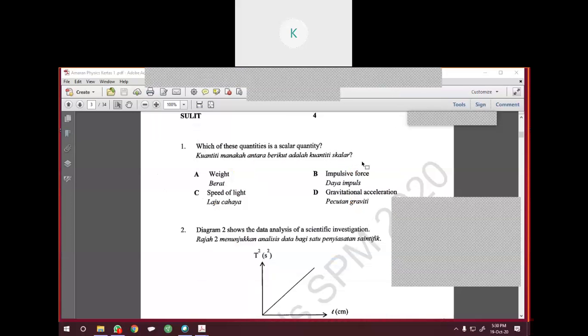Which of the quantities is a scalar quantity? The answer is C, because speed is a scalar quantity, whereby it has magnitude only. Weight is a vector. Impulsive force: anything with force is a vector. Weight is also a type of force. Gravitational acceleration: anything with acceleration is also a vector.